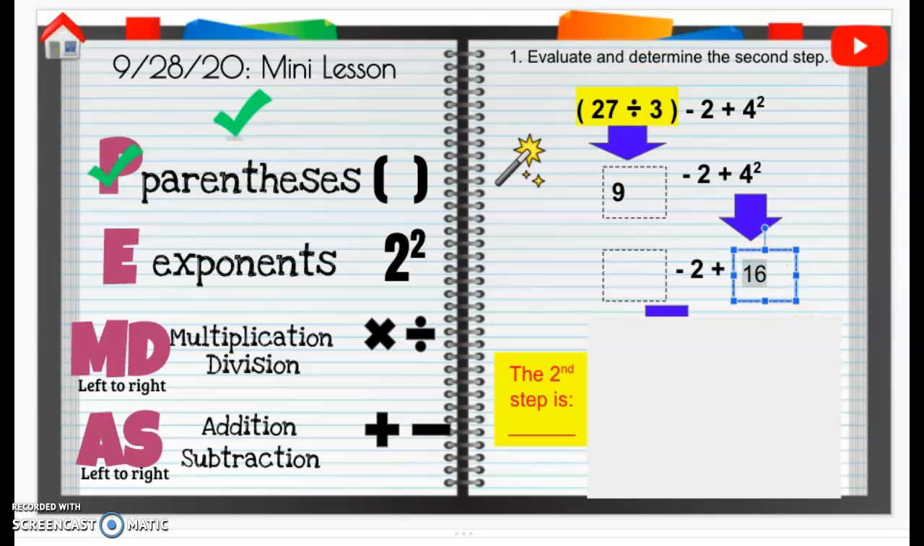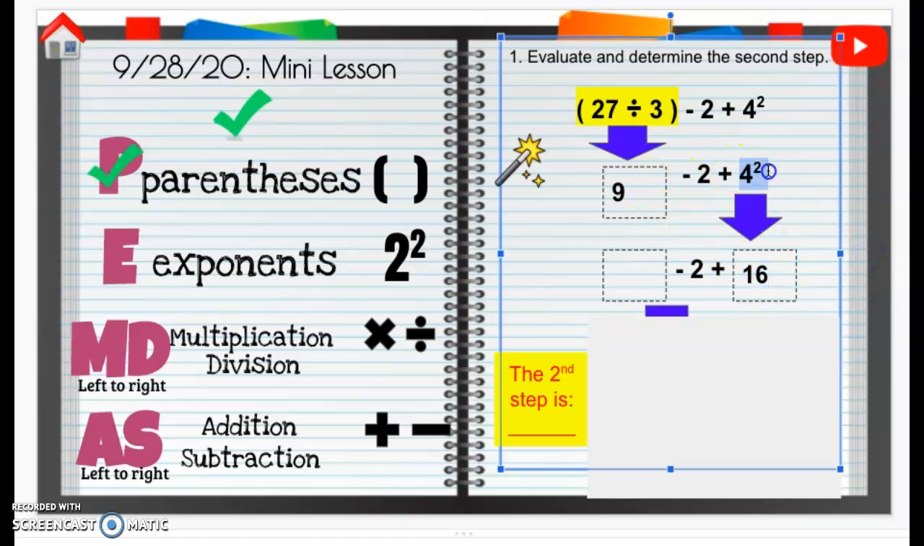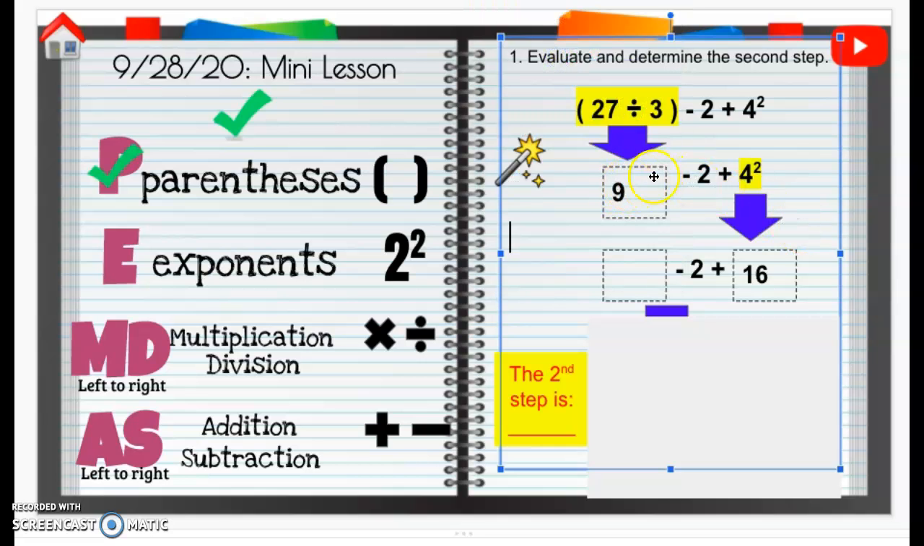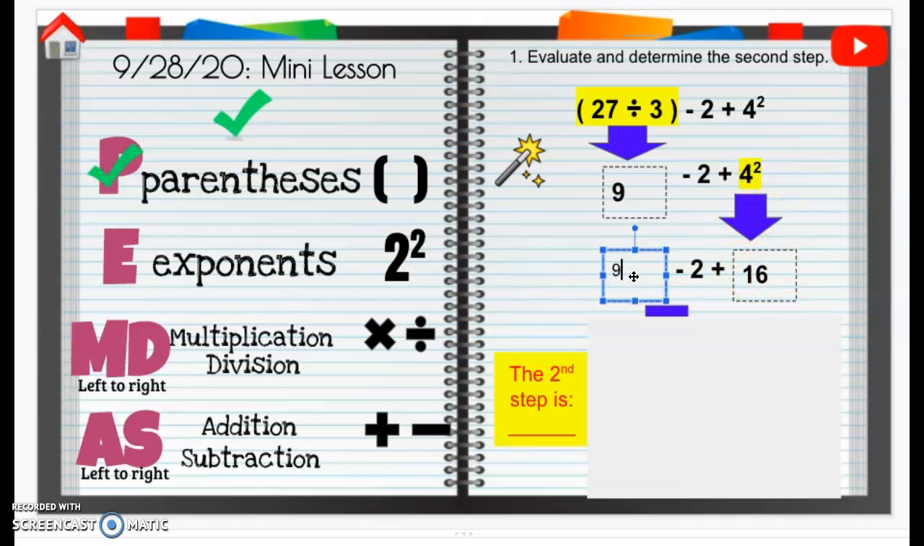I'm going to make that a little bigger for us. Now bring everything else down. Bring everything else down we did not use. So we have that 9 minus 2 plus, and then we have our 16 over there. So I'm going to bring that 9 down, so that we can't cheat. All right, so now we have 9 minus 2 plus 16.